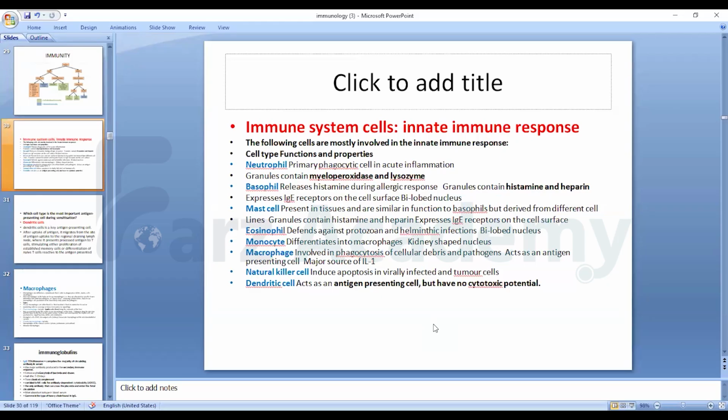Monocytes are the cells which differentiate into macrophages, and these have a kidney-shaped nucleus. Macrophages are involved in phagocytosis of cellular debris and pathogens, act as antigen presenting cells, and are a major source of interleukin 1. Natural killer cells induce apoptosis in virally infected and tumor cells, and dendritic cells act as antigen presenting cells but have no cytotoxic potential.